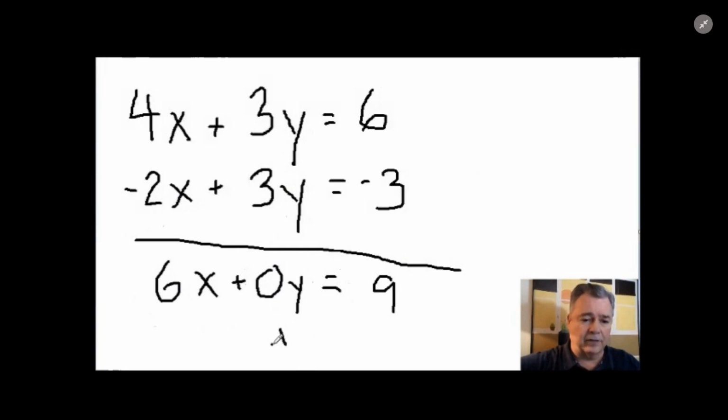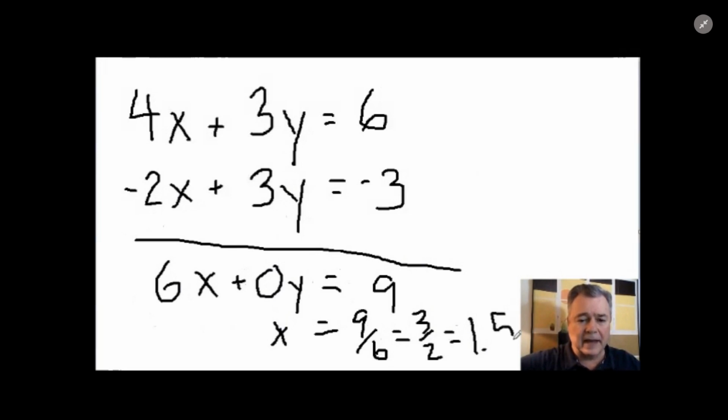And solving for x will give us 9/6. So we simplify that, and it becomes 3 halves. And that also equals the decimal 1.5.